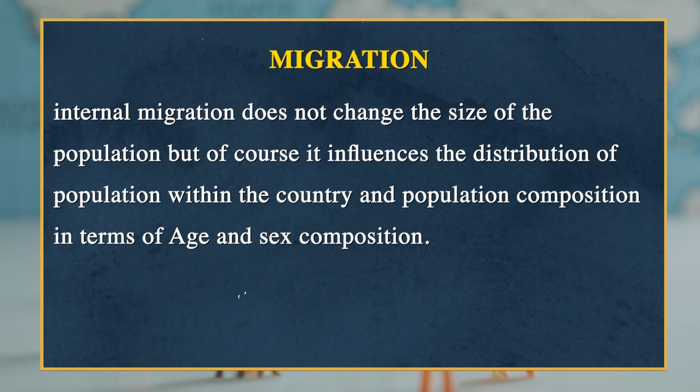The third component of population growth is migration. Migration is the movement of people across the regions and territories. Migration can be both internal as well as external. Internal, which means movement of people within the country, and external or international, which means between the countries. Internal migration does not change the size of population, but of course, it influences the distribution of population within the country and population composition in terms of age and sex composition.